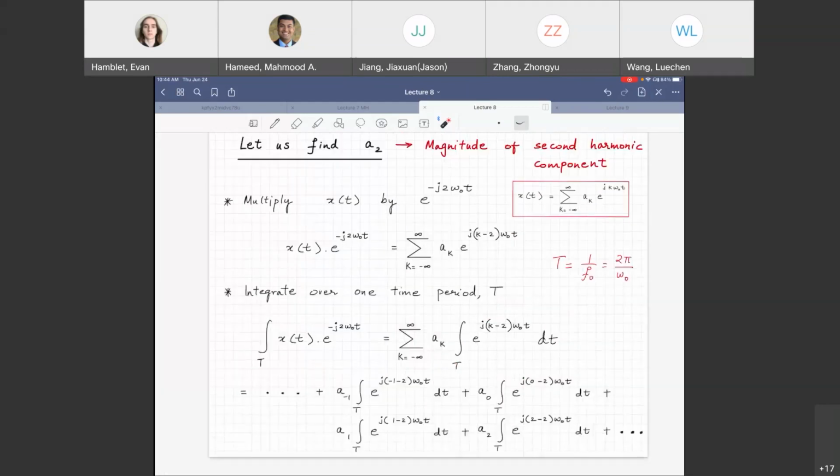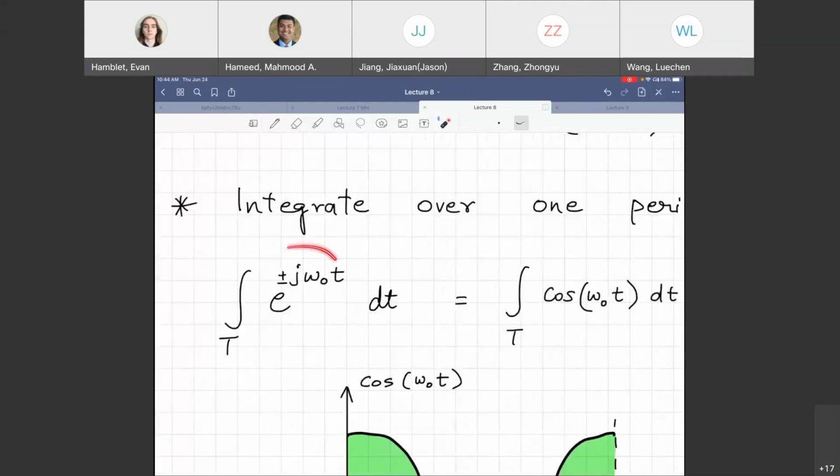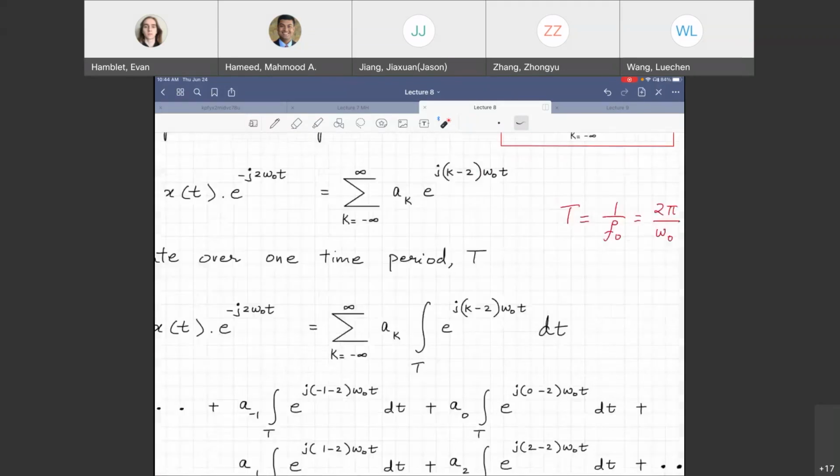We already said, if you integrate a complex exponential over one time period, it is going to go to zero. We said that, right? Now we are saying 2 omega naught, 3 omega naught, and so on. So cosine over one time period goes to zero. 2 time periods also goes to zero. 3 time periods also goes to zero. So if you apply that, what are you going to be left with?